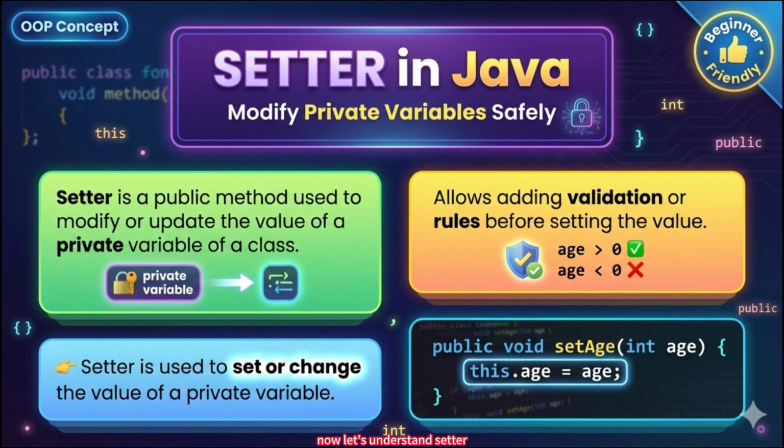Now let's understand setter. A setter is a public method used to modify or update the value of a private variable of a class. Again, since the variable is private, we cannot change it directly from outside the class. So we use a setter method. In simple words, a setter is used to set or change the value of a private variable. Example: public void setAge(int age) { this.age = age; }. Here, this.age refers to the class variable, and we assign the new value passed as a parameter.